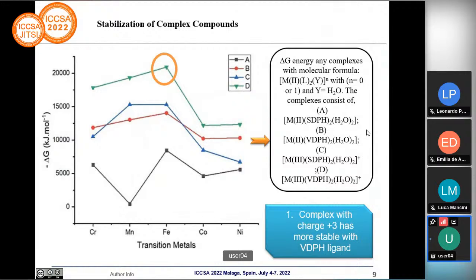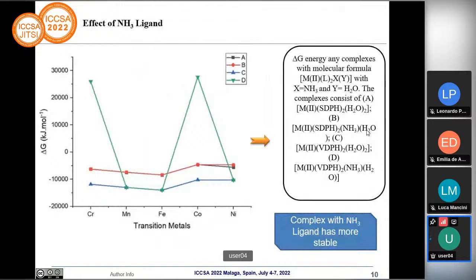After that, we analyze the effect of the ammonia ligand. Many complexes show that a complex with an additional ammonia ligand is more stable than one without additional ammonia, because ammonia is a base ligand that strengthens H2O or water. So it can be formed to stabilize the system of metals coordinated with the ligands. So the ammonia ligand makes complexes more stable when added.